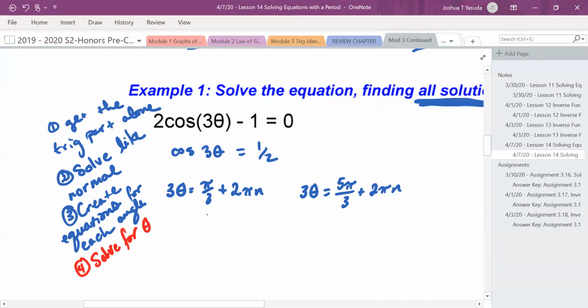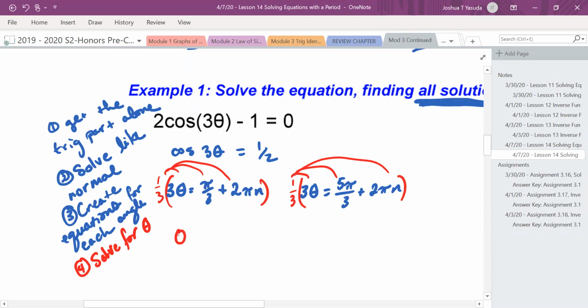Okay, so since there's a bunch of stuff going on in here solving for theta, I'm going to multiply both sides by 1/3. If that's all right with everybody. Instead of dividing by 3, that just doesn't sound exciting to me. I'm going to multiply by the reciprocal.